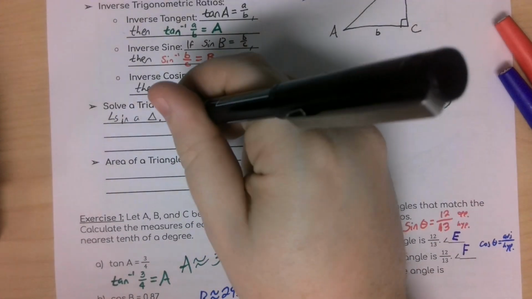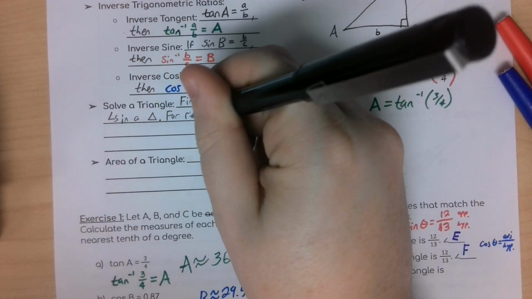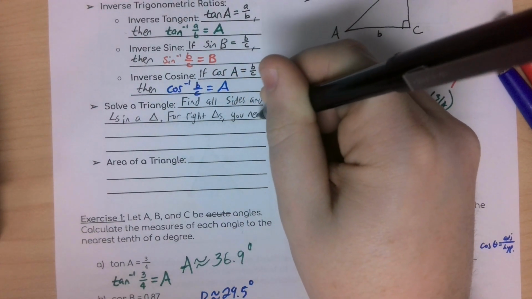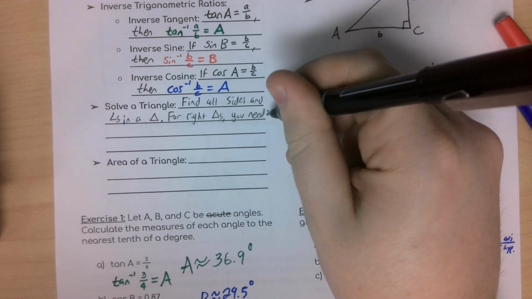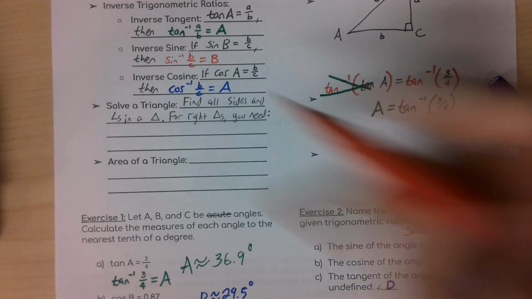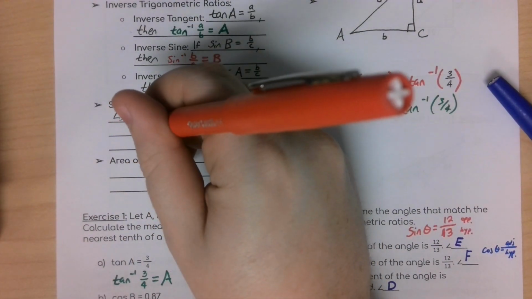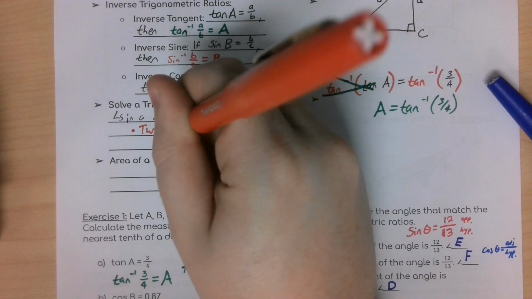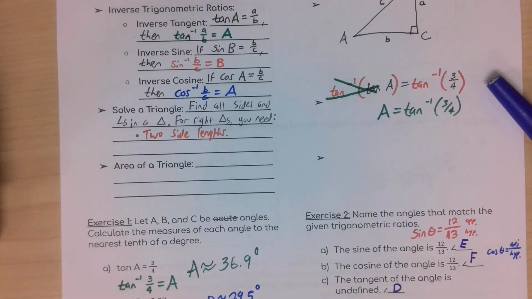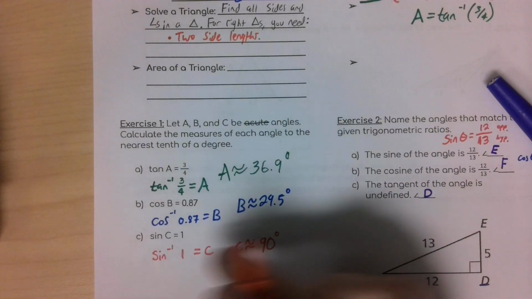But there's a catch. For right triangles, you can't just go in with no information. There's a bare minimum of information you will need. You can do this if you have two side lengths. If you have two side lengths, well, you can solve for the third using the Pythagorean theorem, and you can solve for the angles using inverse trig.